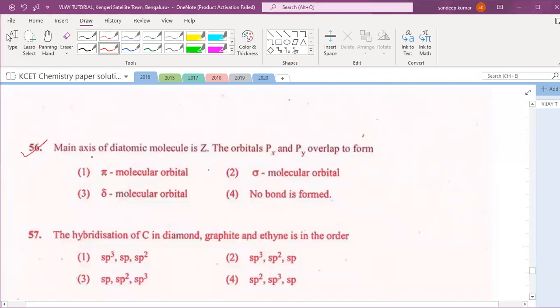Question number 56. The main axis of a diatomic molecule is Z. The orbitals px and py overlap to form what? Pi bond? No. Sigma bond? No. No bond is formed. This is the correct option.